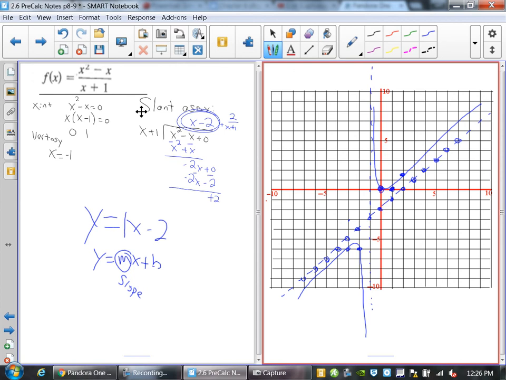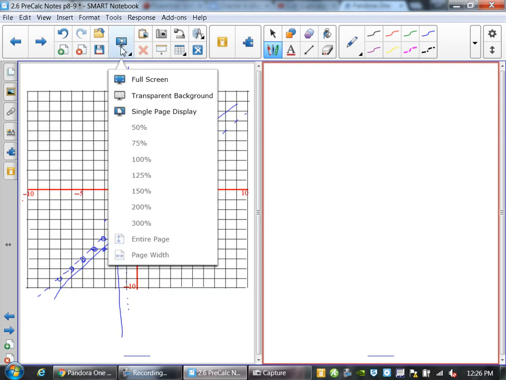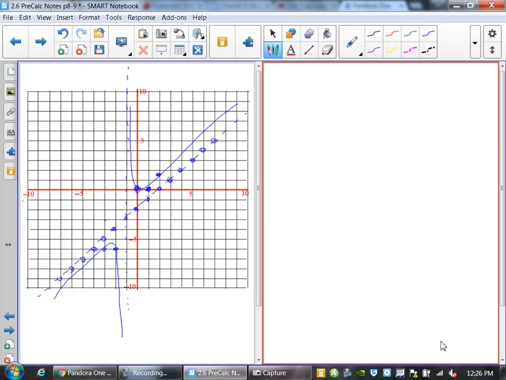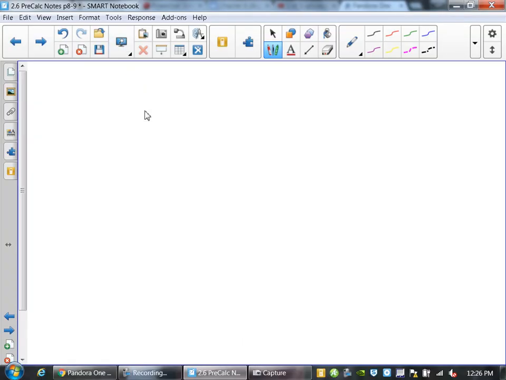Let's do one. We'll do f of x is x squared minus x minus 2 all over x minus 1. Go through the whole thing again.